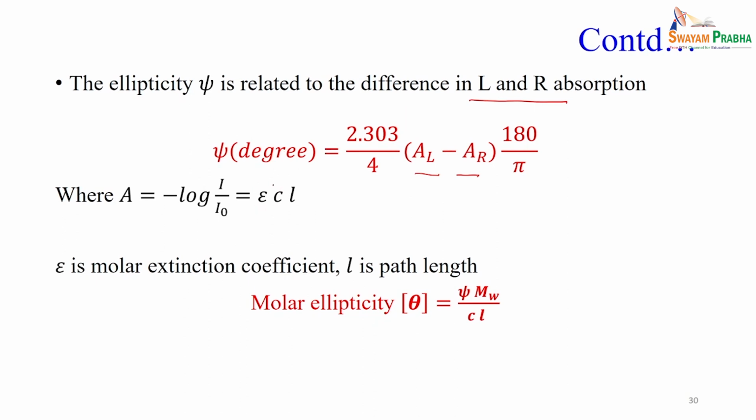A equals epsilon C L, where epsilon is the molar extinction coefficient, C is the concentration, and L is the path length. Also, we can convert this ellipticity to molar ellipticity by simply using the molecular weight of that particular protein.